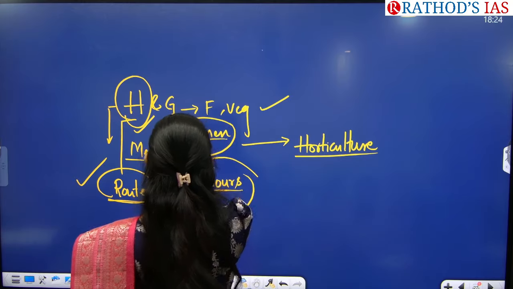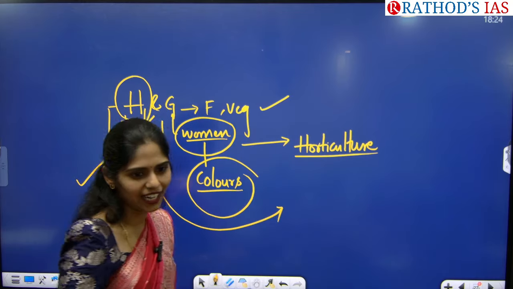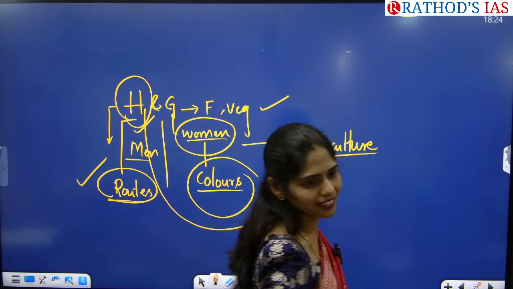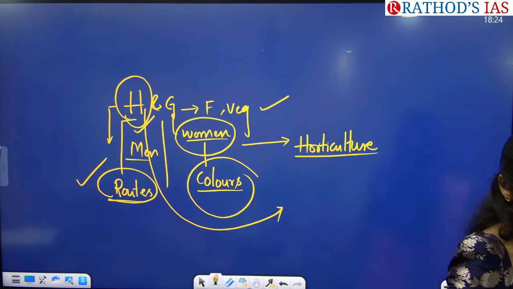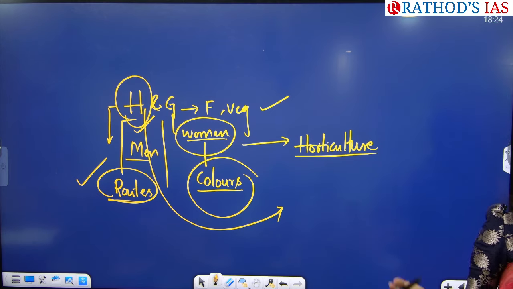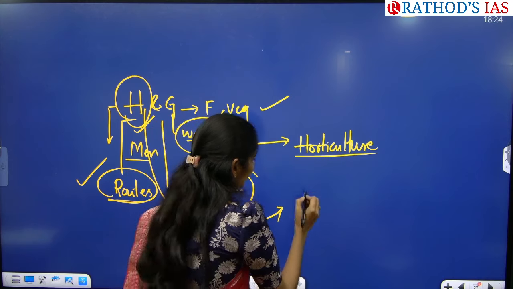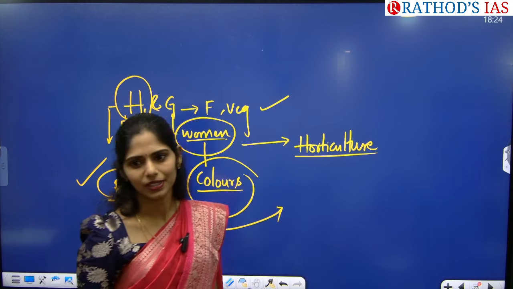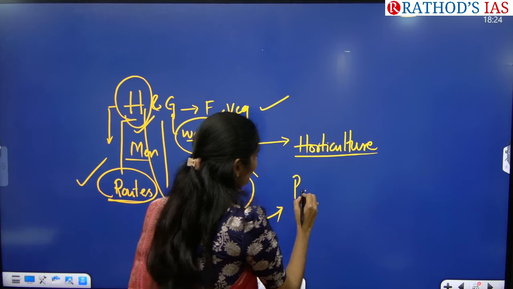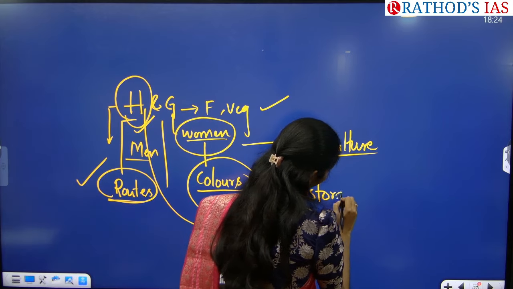And later on, men also realized that I will not get food every time. Every time I go for hunting, sometimes I may get it, sometimes I may not. So later on, he started domestication of animals. That is called pastoralism.